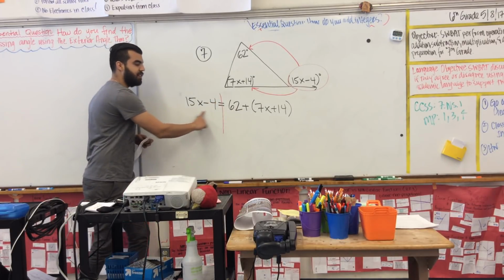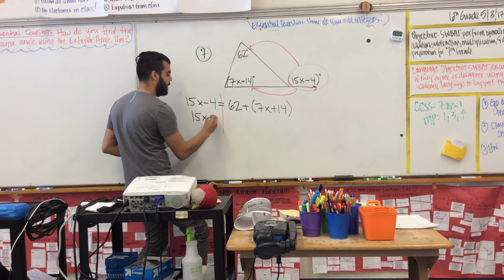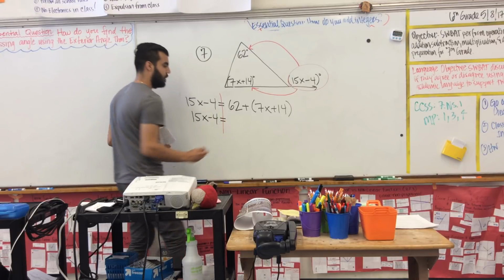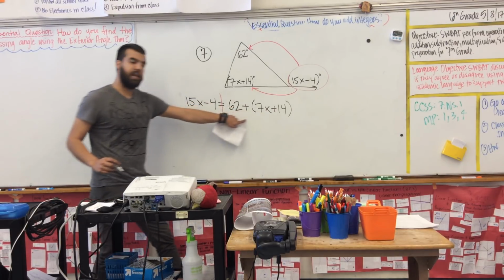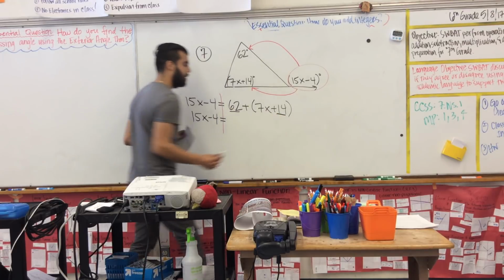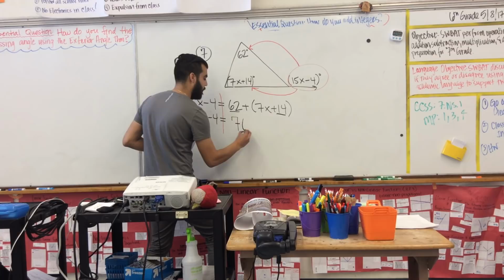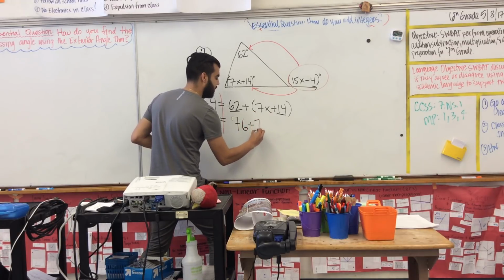Can I combine anything on the left? No, I can't. So this stays the same: 15x minus 4 equals. Can I combine anything on the right? Yes, you can. You can combine the 62 and the 14. 62 plus 14 gives me 76. And then plus 7x.